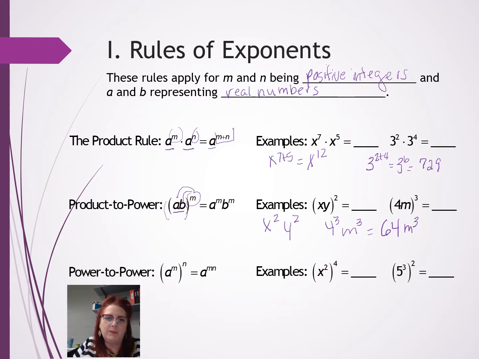Our power to power, we have a base with a power, and that whole thing is being raised to another power. We're going to multiply those powers. So it's the base times the powers being multiplied. So x squared to the 4th is going to be x raised to the 2 times 4, or x to the 8th. 5 cubed raised to the square is going to be 5 to the 3 times 2, or 5 to the 6th. That can be evaluated. It's 15,625.